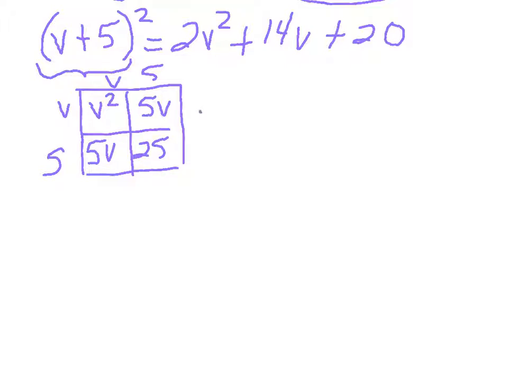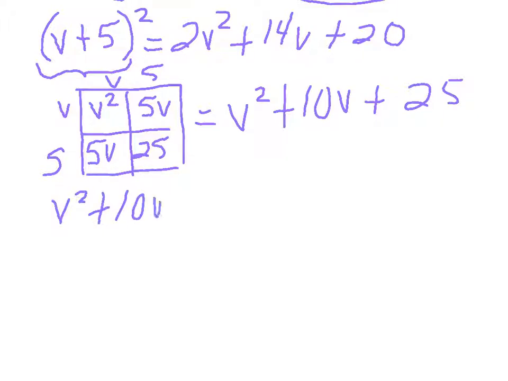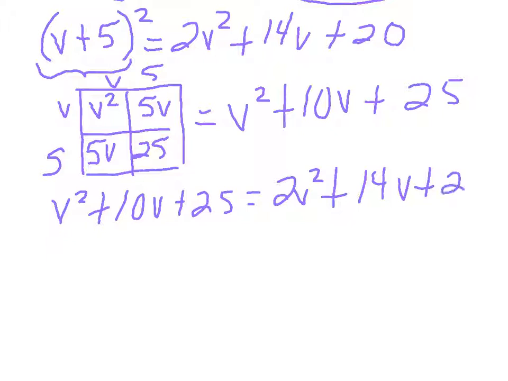So when I box, I get this, which turns out to be v squared plus 10v plus 25. Alright, so we're going to put that on the left-hand side of our equation. V squared plus 10v plus 25 will equal 2v squared plus 14v plus 20. So we need to get everything from the left and bring it to the right.